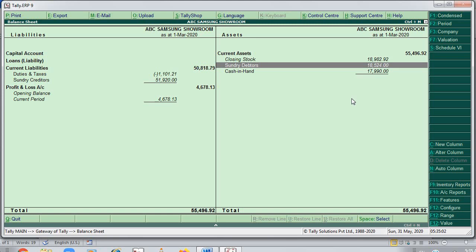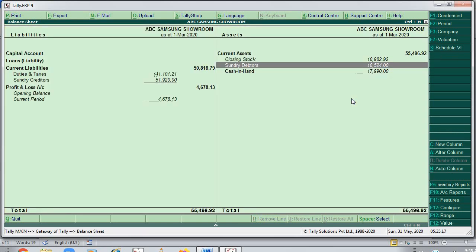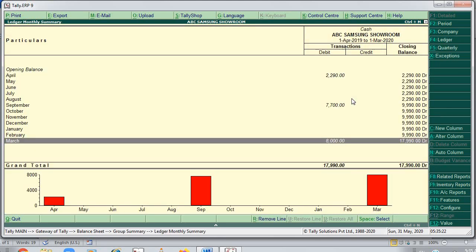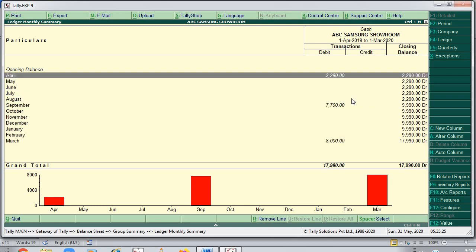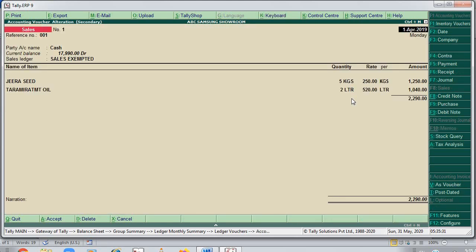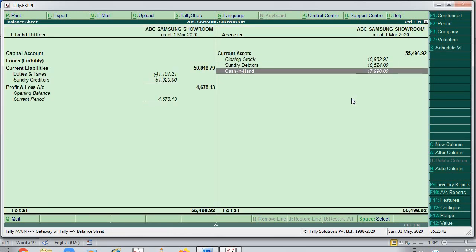I can check how much money I will receive from my party. I will receive money from Hitesh Trading Company 12,464 and from Rajesh 6,060 rupees. So in this way I can check my sundry debtors and how much cash sales I have done. So how much cash is there in my business, and how I got the cash, that also I can check. This is the breakup of my cash. Let's say in April I sold some item that was sales exempted. What I have sold, Jeera seed and Taramira TMT oil. From that I have generated cash in my business. So in this way you can check how much cash in hand I am having.